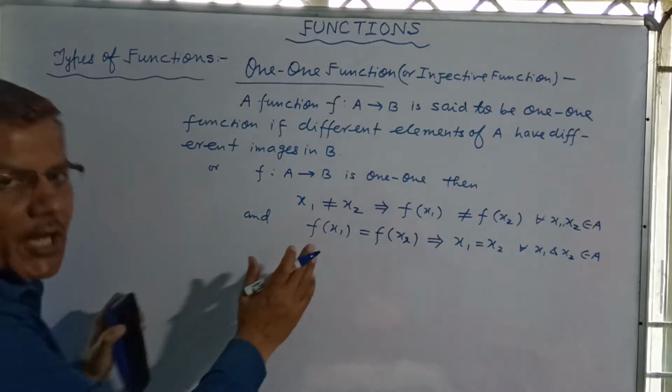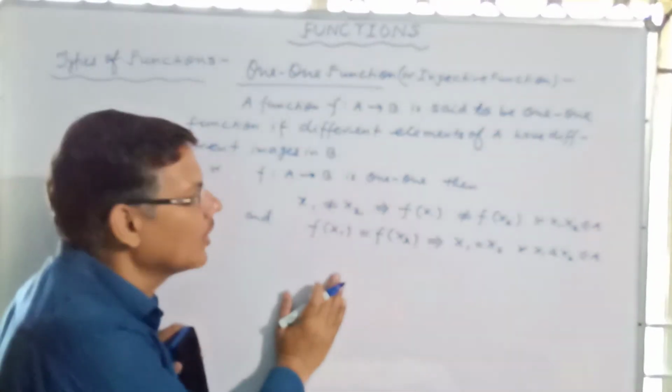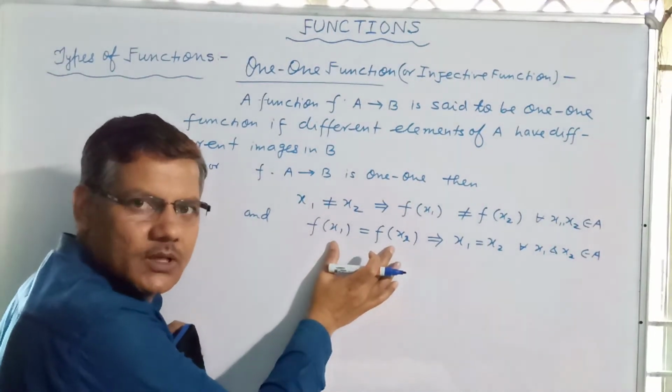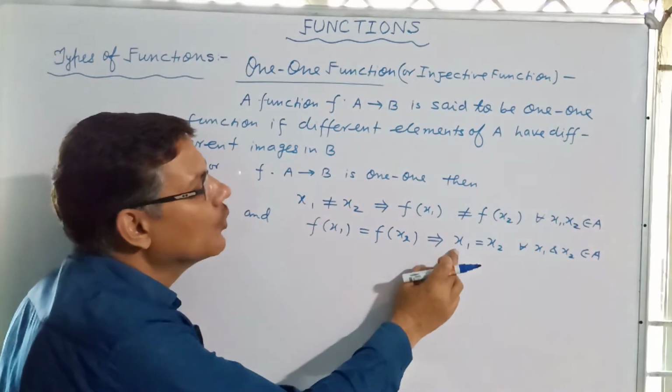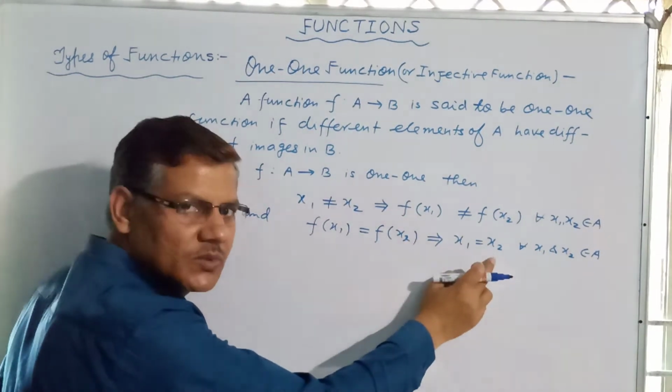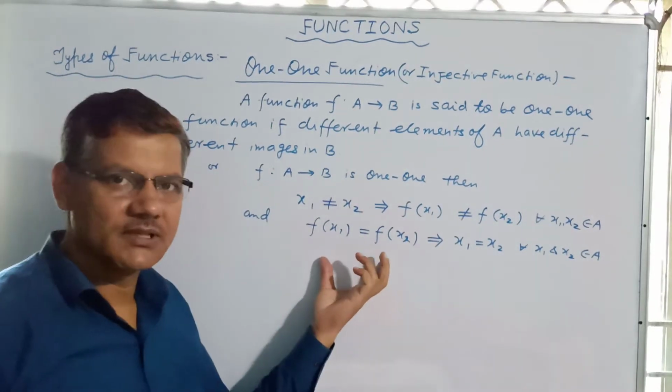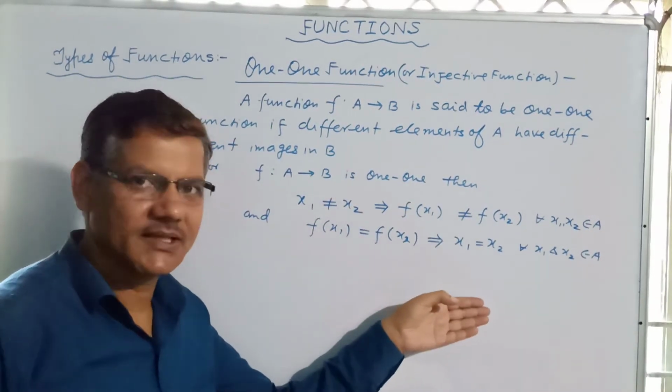We use an algorithm to show a function is one-one: we start from taking two elements whose images are equal, and when we are able to show they are also equal, then we say it is one-one. If starting from their images equal but they are different, then we say it is not one-one.